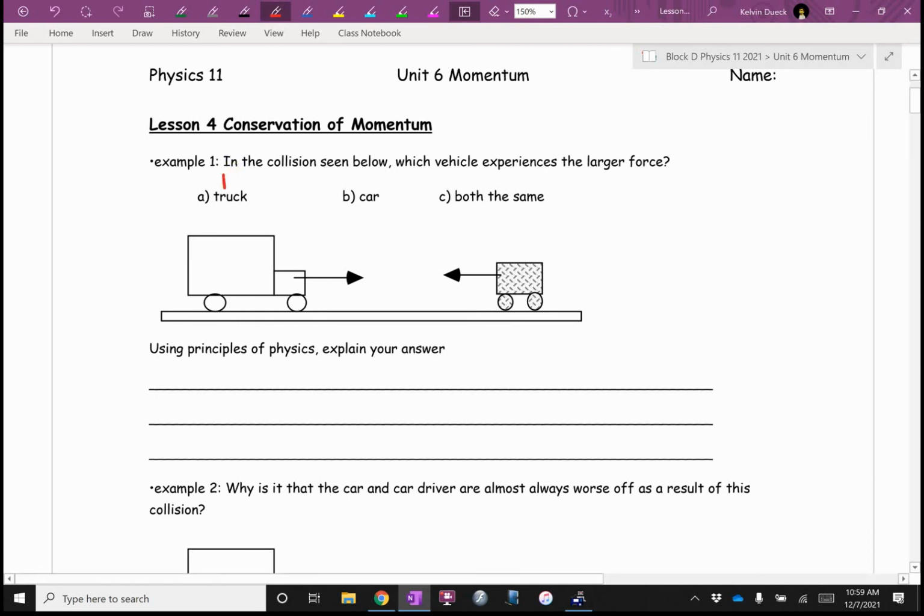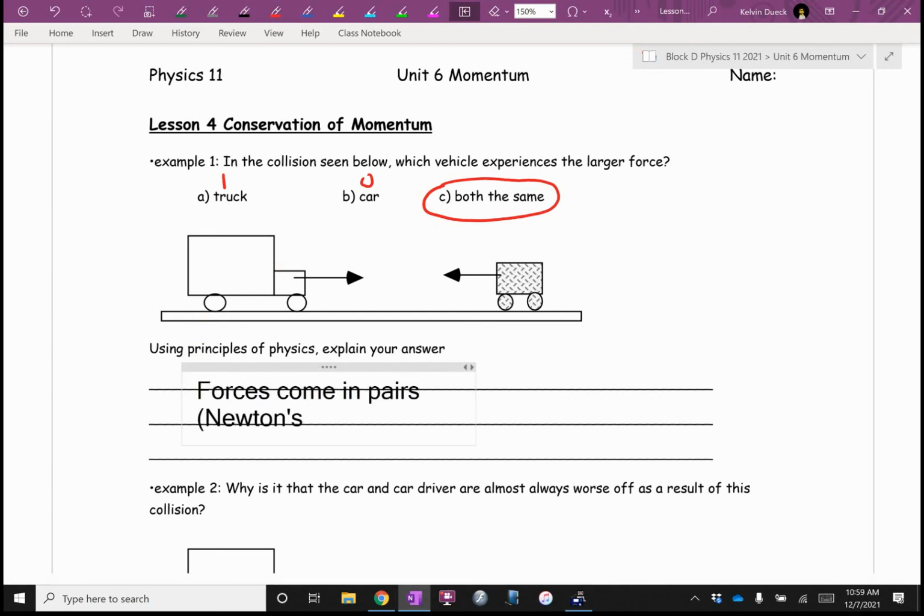Who says, no, Mr. Duick, the car is going to experience a bigger force because it's going to get creamed? The car. No one. Who says they're both the same? Really? How on earth can that be correct? Okay. Forces come in pairs, or if you want to, you could write Newton's third. Okay? The force between these will be the same.